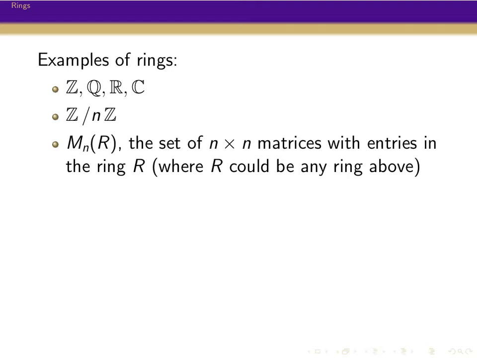Matrices. So we're going to let M sub n(R) be the set of n by n matrices where the entries are coming from some ring R. And R could be any of the rings above. It could be any ring, period. And you can talk about matrices on that ring. That is always going to be an example of a ring.